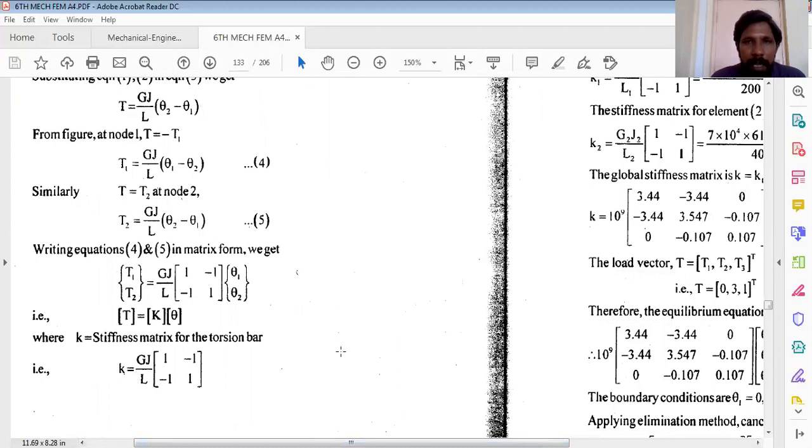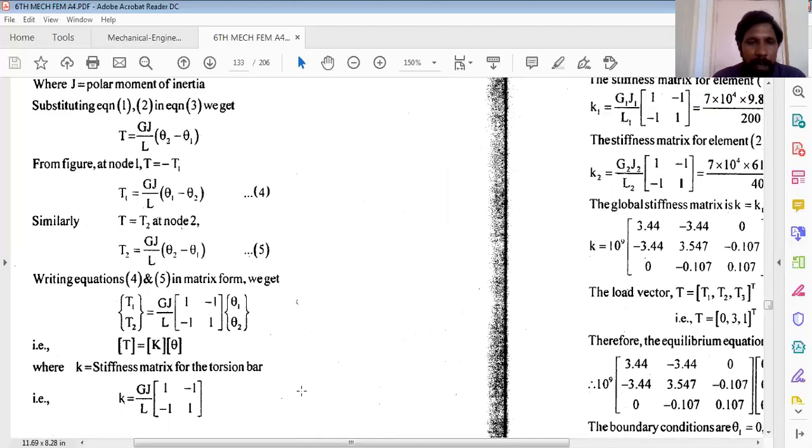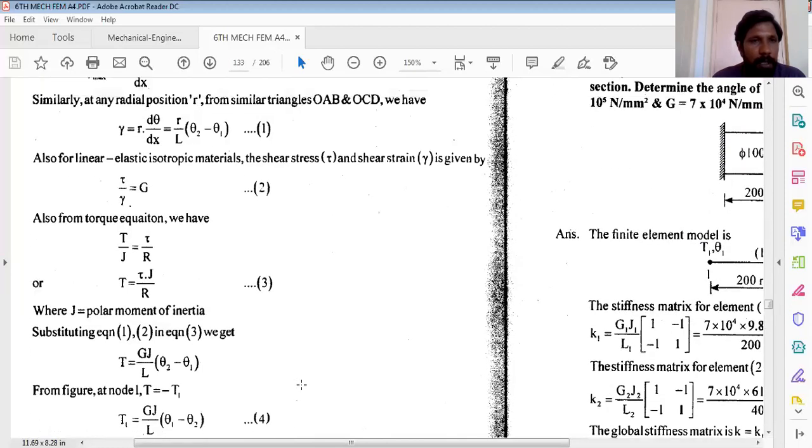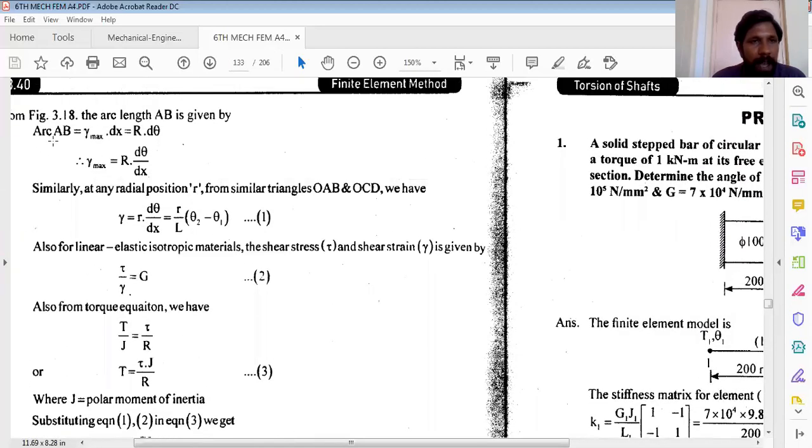First of all, we can have the shape functions of the member subjected to twisting moment or torque, which is exactly similar to the bar subjected to force. And in global coordinates, we get N1 as (x2 minus x) divided by (x2 minus x1), and N2 as (x minus x1) divided by (x2 minus x1). To get the stiffness matrix of the shaft subjected to torque, first of all, we calculated the arc length, and we wrote the gamma max. Gamma max is just given by r into d theta, which is r into d theta by dx. And at any location, we can calculate gamma, the shearing strain, which can be expressed as r by L into (theta 2 minus theta 1).